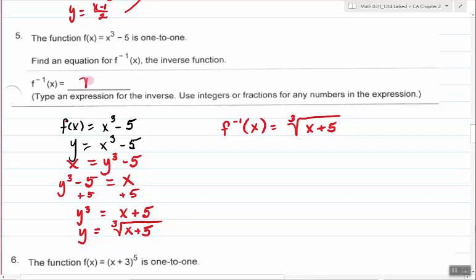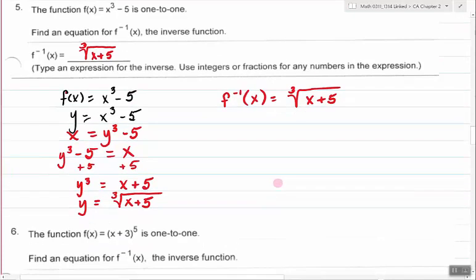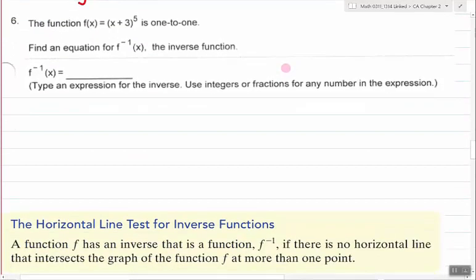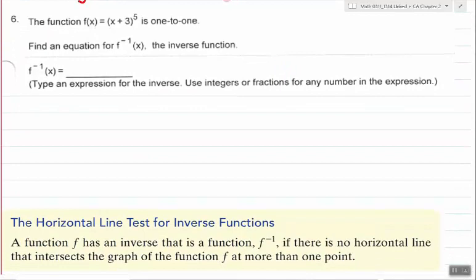And you will find the cube root symbol in my math lab in the tools, and then we have x plus 5. The f function says cube the x and subtract 5. The inverse says add 5 to x and then take the cube root. Okay, so they do the opposite of each other. And we have one more of those to do.